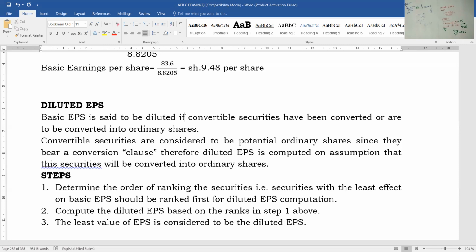So that's why they say that basic earnings per share is said to be diluted if convertible securities have been converted or are to be converted into ordinary shares. Convertible securities are considered to be potential securities since they bear a conversion clause. Therefore, diluted earnings per share is computed on the assumption that these securities will be converted into ordinary shares. I think you are getting me correct. So they are likely or unlikely to be converted to ordinary shares.